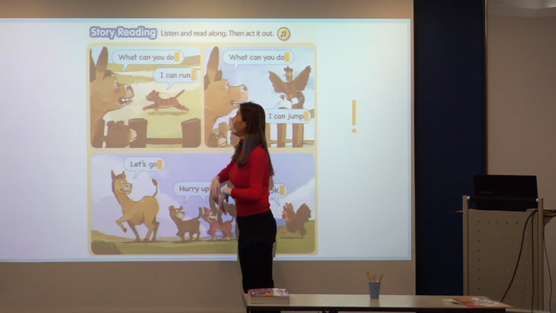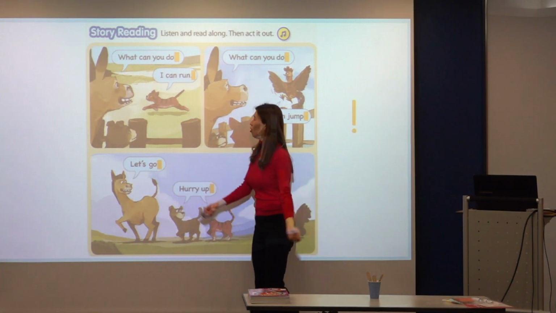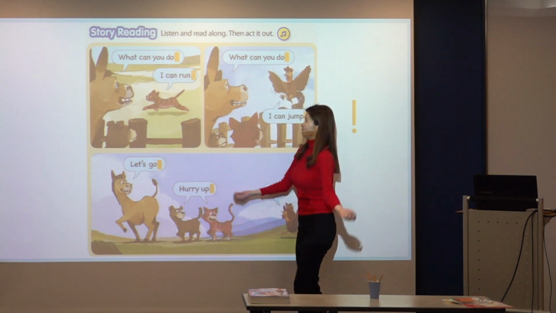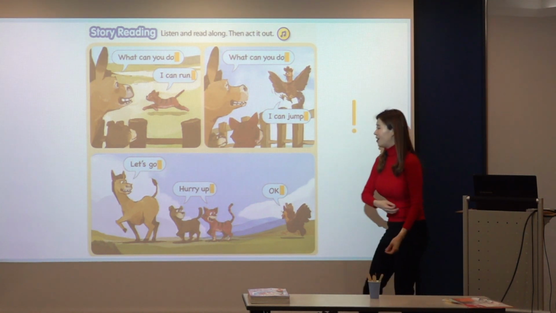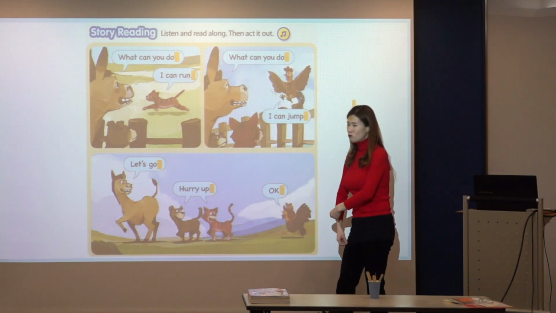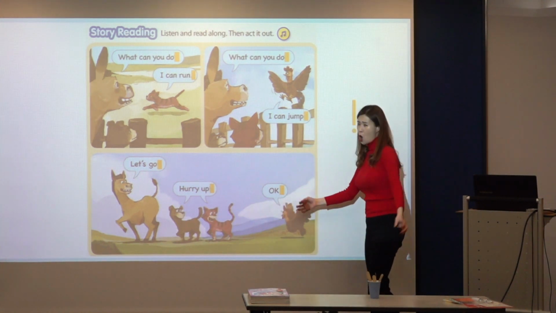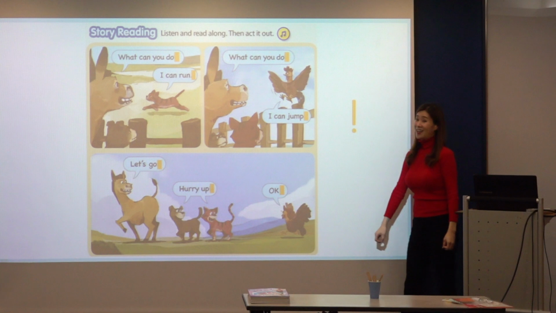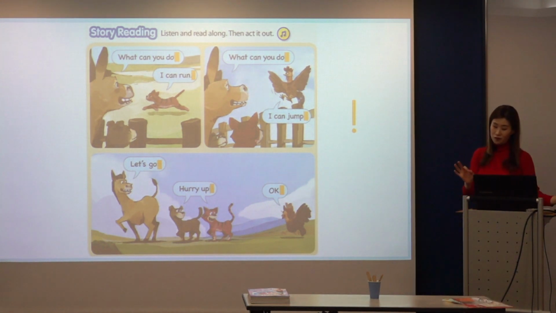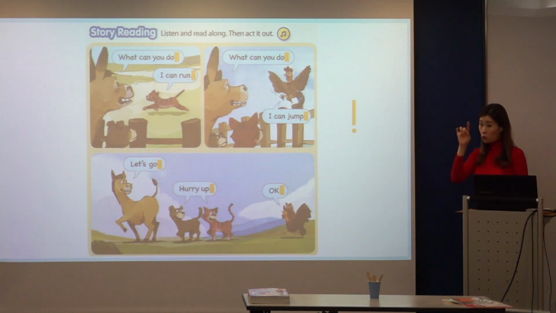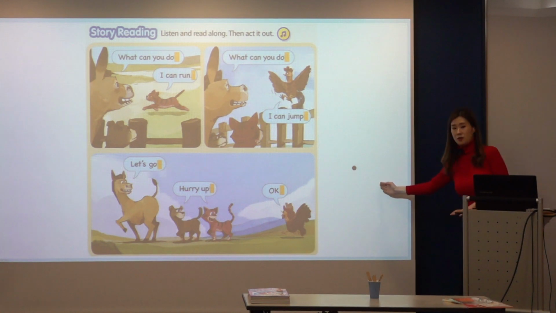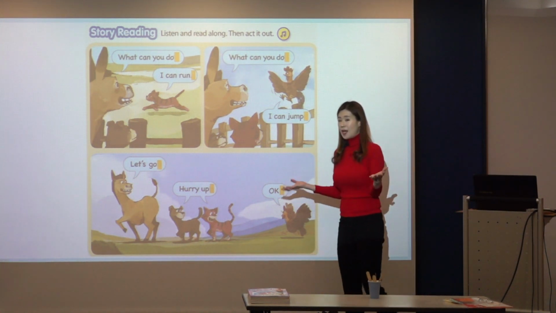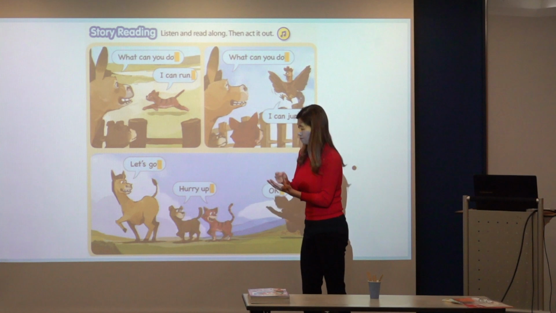Let's go. What can you do? I can run. What can you do? I can jump. Let's go. Oh, hurry up. Okay. So it's somewhat different from the actions that we did with the question mark. Last one is period. So you can add some gestures like this.